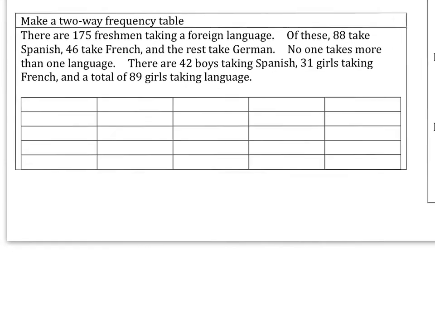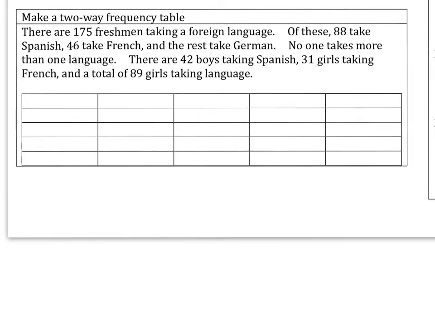And now, what if you're being asked to make a two-way frequency table? A little bit more complicated, but the math is still simple. And you need to be given enough information too. There are 175 freshmen taking a foreign language. Freshman just means 9th graders, okay? And that would be considered a total. So I'm going to first write total in here. And there are 175 in all. And of these, 88 take Spanish. So I'm going to have one category, Spanish, and 46 take French. I'm going to have another French category, and the rest take German.